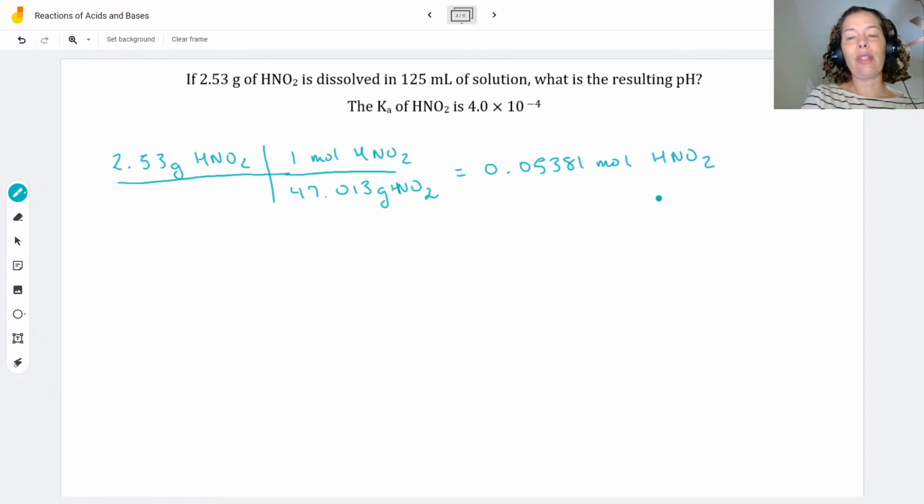Now to get concentration or molarity, I'm going to take my moles of my solute, which is nitrous acid, over liters of solution. I have both of these numbers. I just calculated my moles right here.